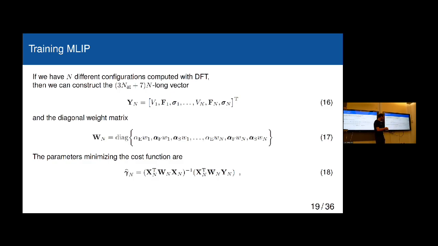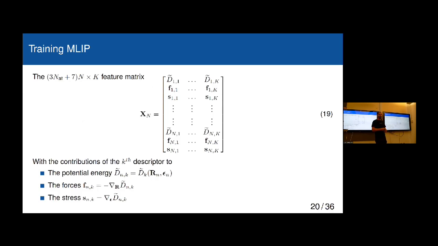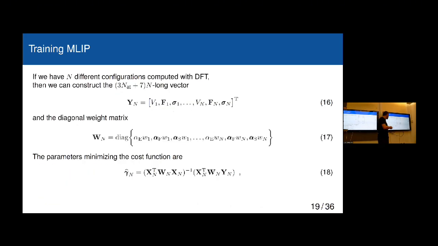So it's the same expression that I showed before. X here is the feature matrix, so (3n plus 7) n times k. For each of the different configurations, the energy and forces, we have the contribution of each descriptor to this quantity, right? Right. So yeah, when I saw this, my first reaction was, wait a minute, this is not machine learning. This is just linear algebra. And I still think that, but the whole concept, the whole idea applies to other kinds of MLIP, not just the linear ones.